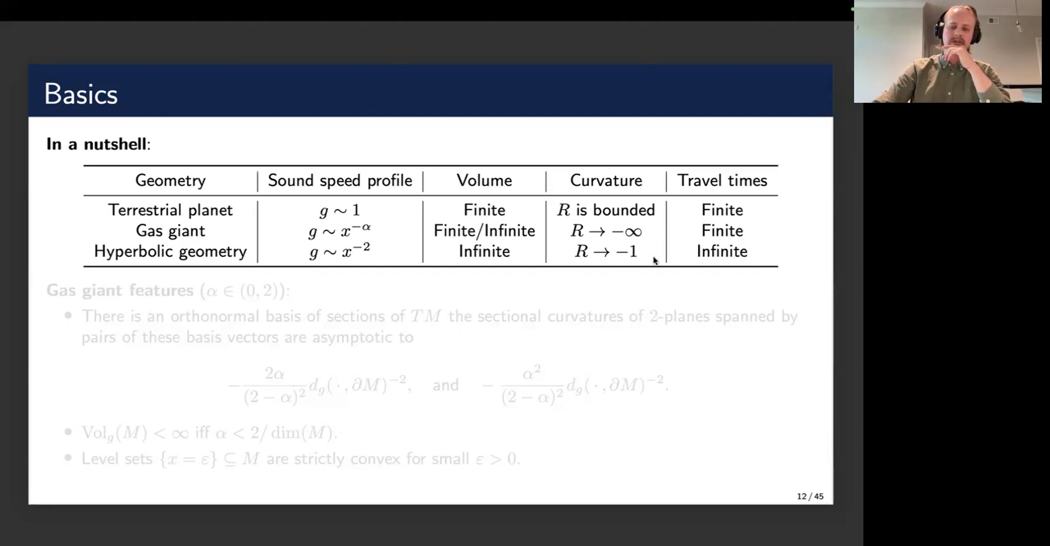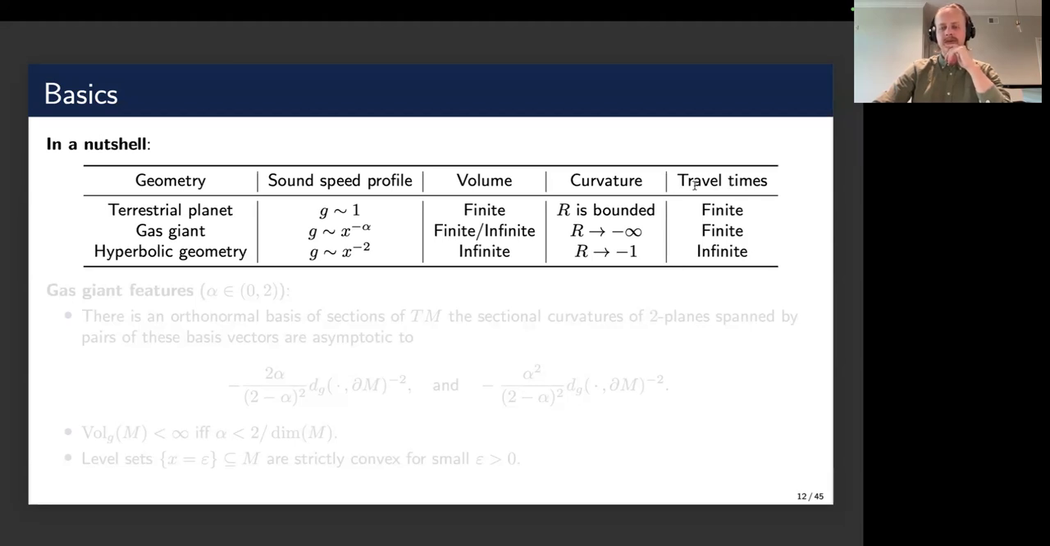But there are also certain features of gas giant geometry which say that it's not a direct interpolation between the endpoints alpha equal to 0 here and alpha equal to 2 here. So clearly, smooth Riemannian geometry has bounded curvature. And on asymptotic hyperbolic manifolds, you always have your curvatures approaching -1 at the boundary, or sectional curvature, I should say, to be more precise. But on a gas giant, your curvature always blows up at the boundary.